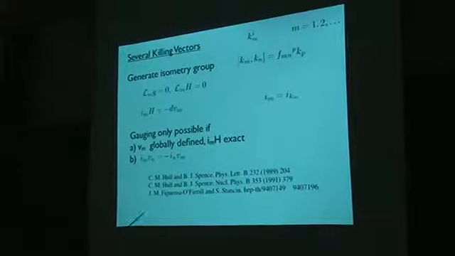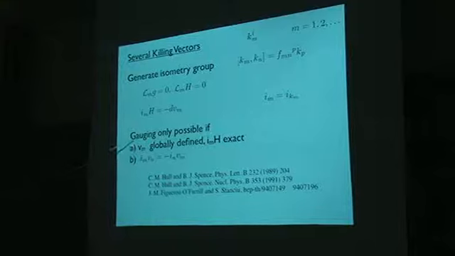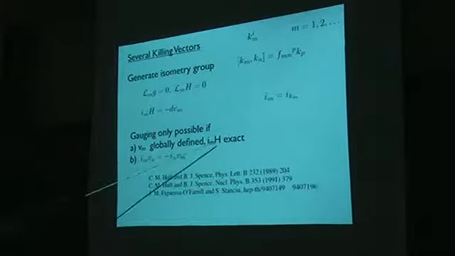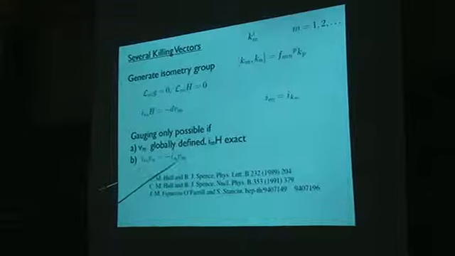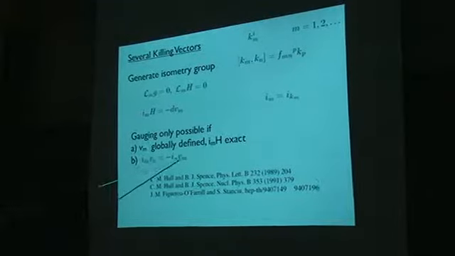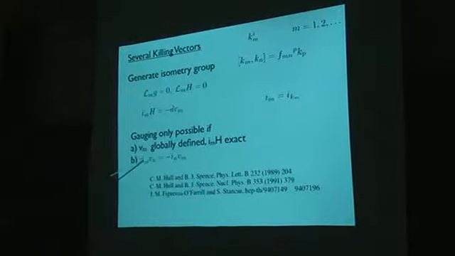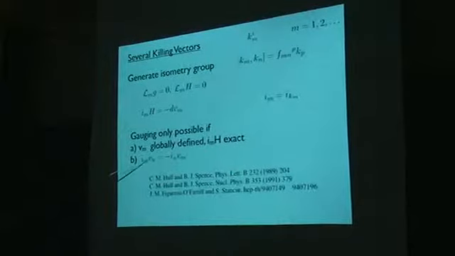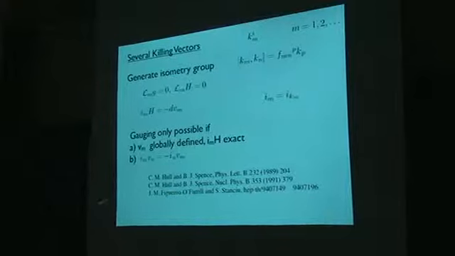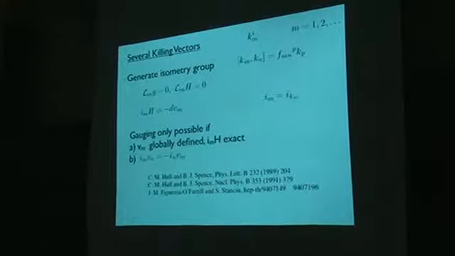And in these papers with Bill Spence long ago, we showed that the gauging is only possible if these V_m are globally defined, so this is exact, and this is antisymmetric under swapping n and m. So in the case when there's only one Killing vector, this was saying that the k dot v would be 0. So now we're seeing that K_m dot V_n has to be antisymmetric under interchange of m and n.